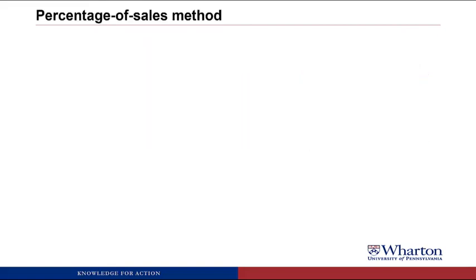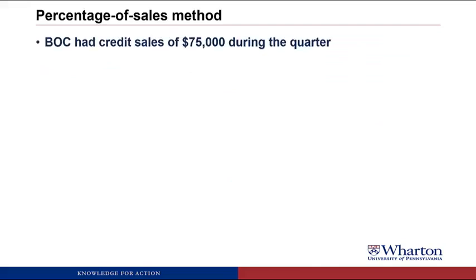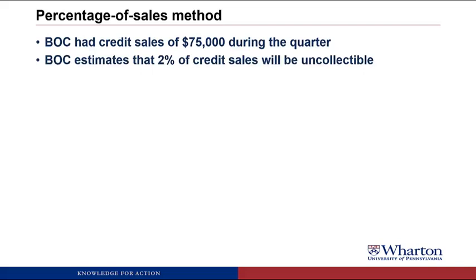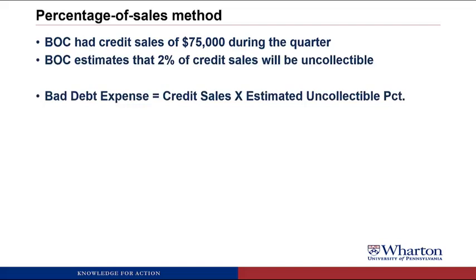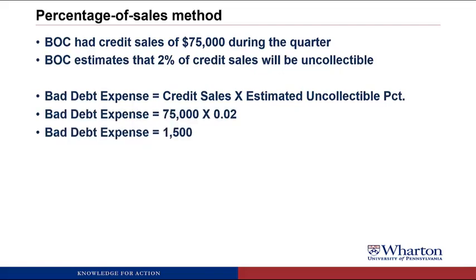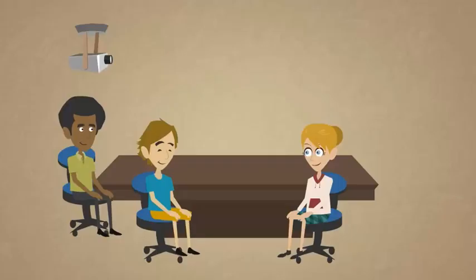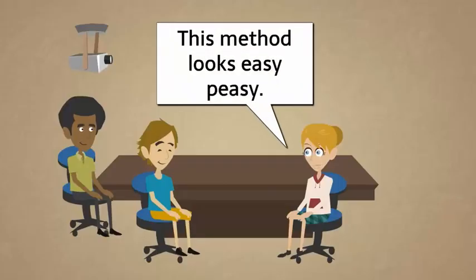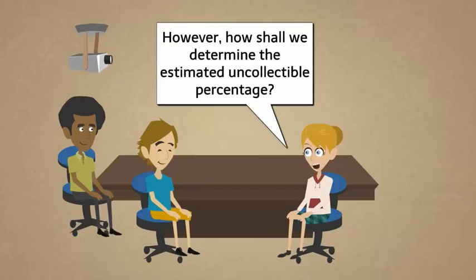The first method we're going to use is the percent of sales method. So BOC had credit sales of $75,000 during the quarter, as we just saw. They estimate that 2% of the credit sales will be uncollectible. So bad debt expense is going to equal the credit sales times this estimated uncollectible percentage. So that's $75,000 times 2%, or $1,500 of bad debt expense for the quarter. This method looks easy peasy. However, how shall we determine the estimated uncollectible percentage?